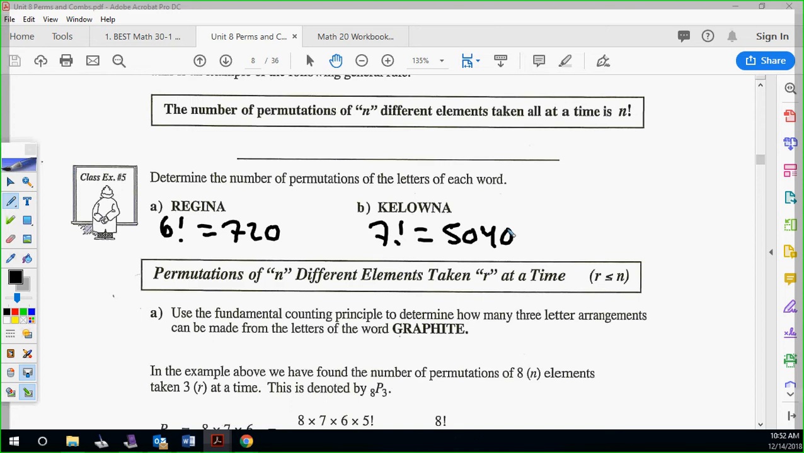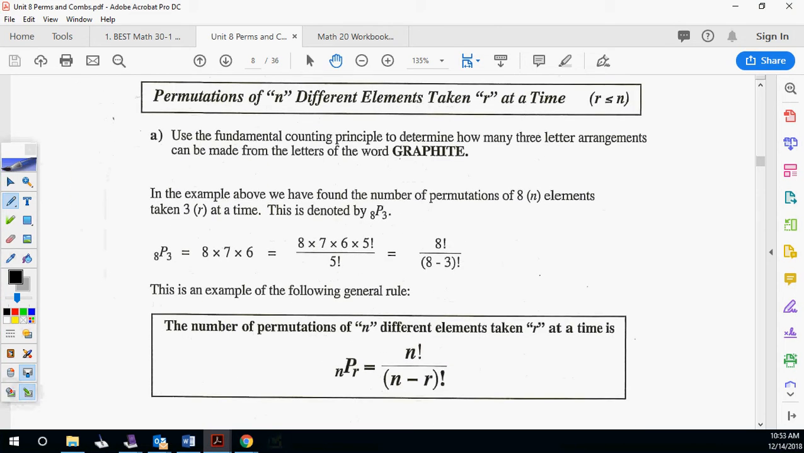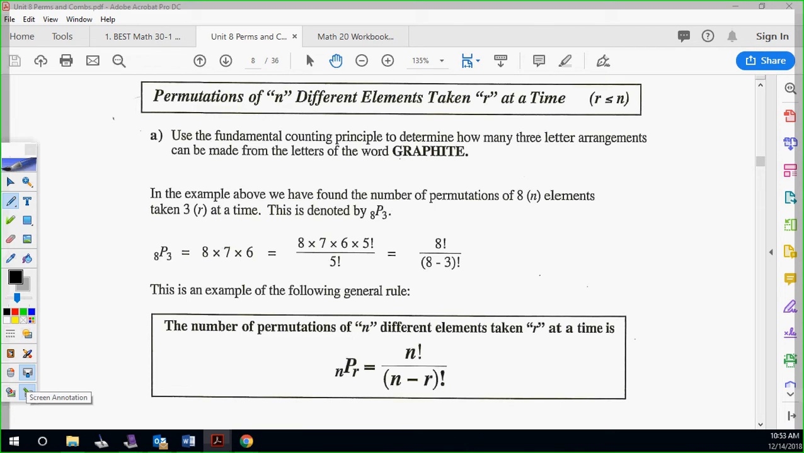Okay, so now here we're starting to change it up a bit. So you guys got the basic part. We got factorials. We got the very elementary level of permutations. Now the parts you got to pay attention to. Okay, so permutation of n different elements taken r at a time. So it says use a fundamental counting principle to determine how many 3-letter arrangements can be made from the letters of the word graphite. How many 3-letter word combinations, I don't mean technically words, can be made from graphite. In this example above, we have found the number of permutations of 8, taken 3 at a time.